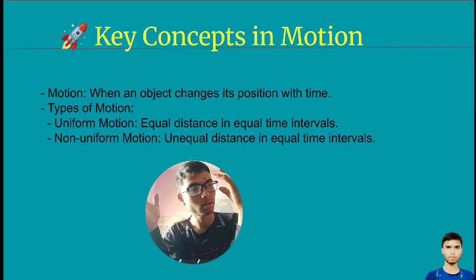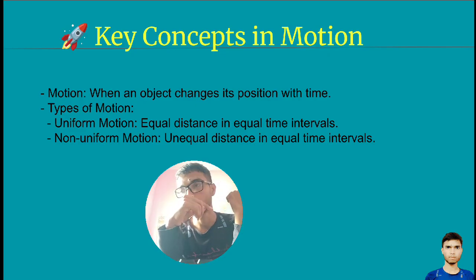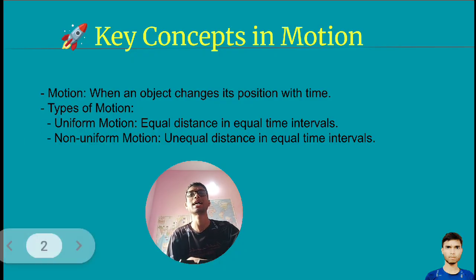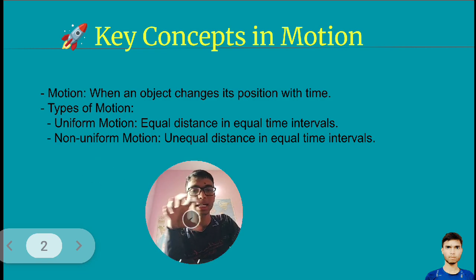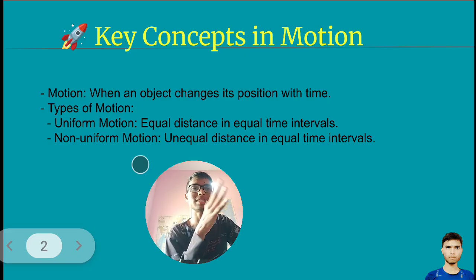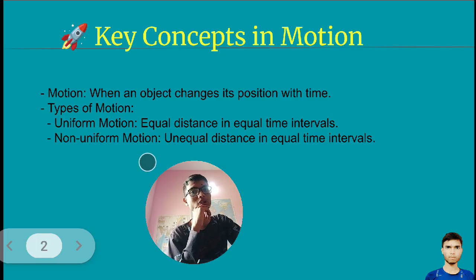Sometimes we will see that distance is changing. Sometimes we will observe that time is changing. In that case, this type of motion we will consider as non-uniform motion. If distance is changing and time is the same, then we will consider what? Non-uniform motion. If time is changing and distance is the same, then again we will consider that motion as non-uniform motion. Always remember.